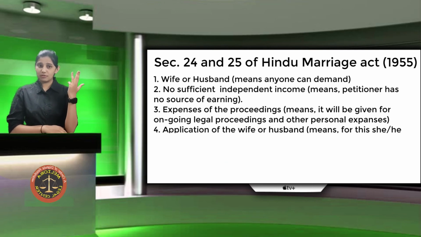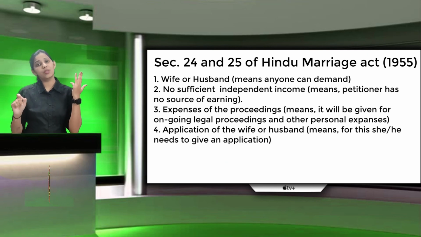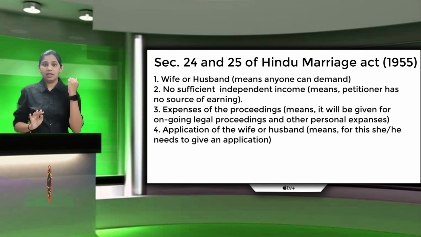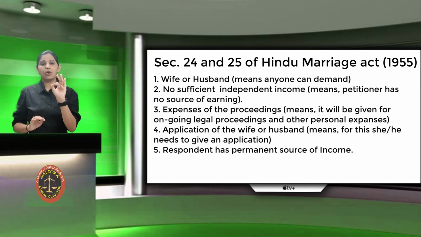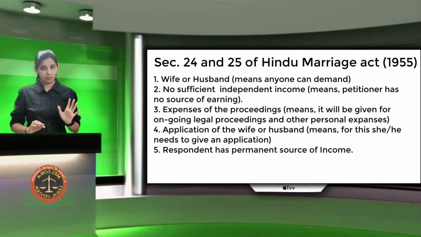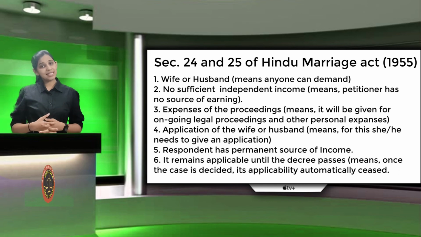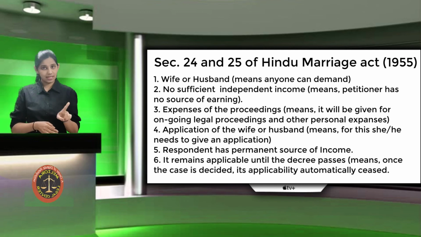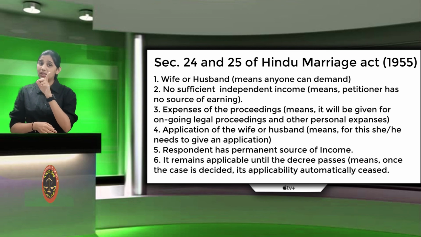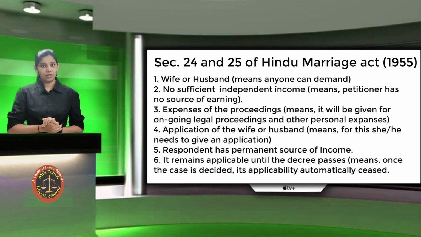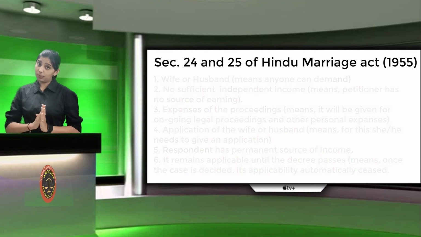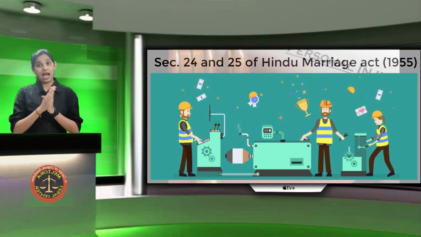Okay, here comes the fourth point, that is the application of the wife or the husband. It means for this she or he needs to give an application. The fifth point is that the respondent has a permanent source of income. The sixth point is it remains applicable until the decree passes, means once the case is decided, its applicability automatically ceases.